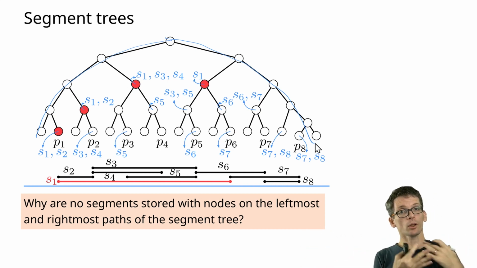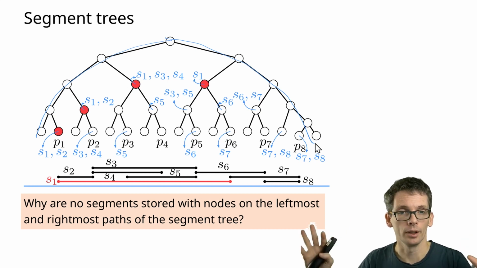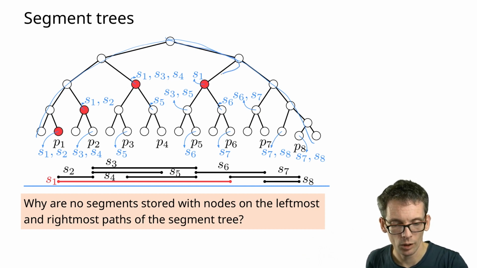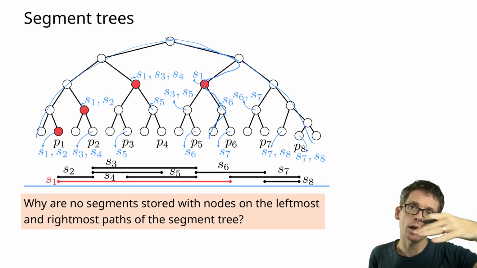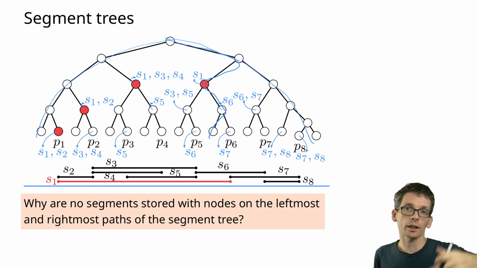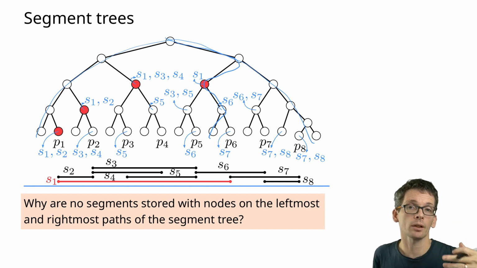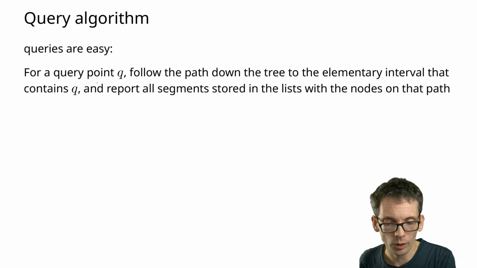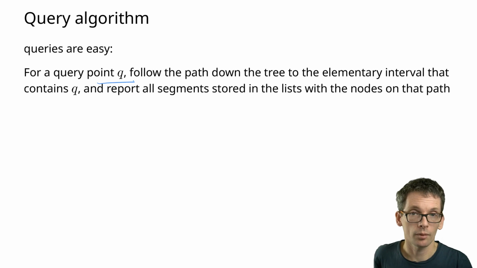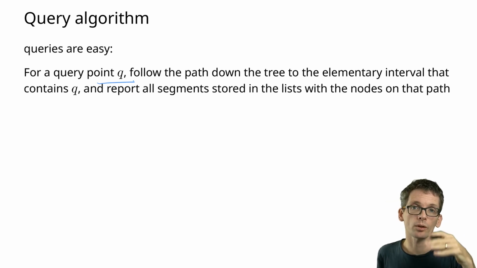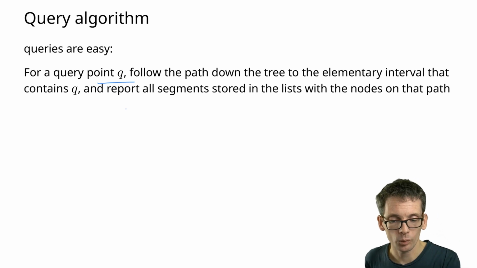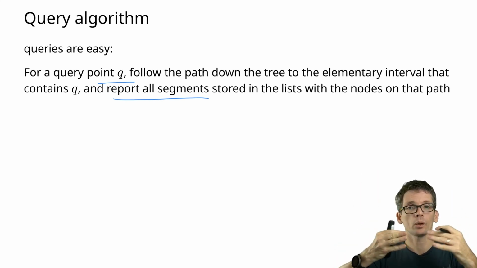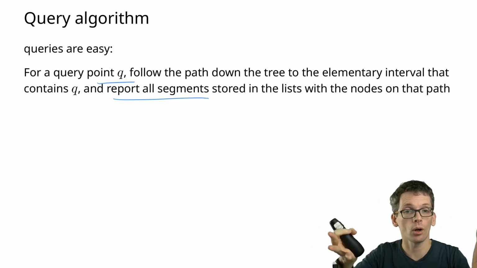And now with this data structure, queries are actually super simple, because if I query with a point somewhere, I will simply search for that point in the tree, and while I'm doing the search, I'm collecting segments, and all of those segments are intersected by that point. So for a query point Q, we follow the path to the leaf that corresponds to the elementary interval that contains that point, and we report all segments that we see on the way. When we visit a node, we don't have to do anything complicated anymore. We can just report all of those segments.